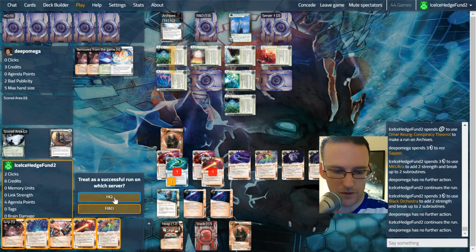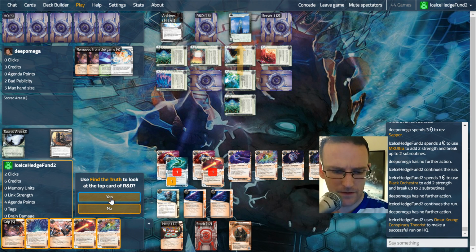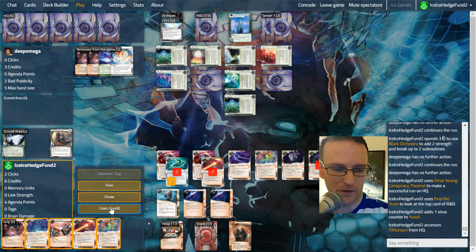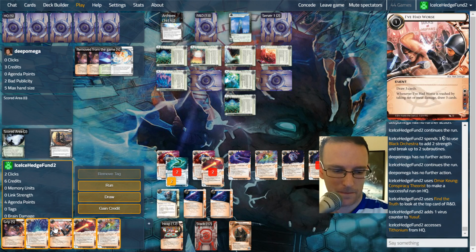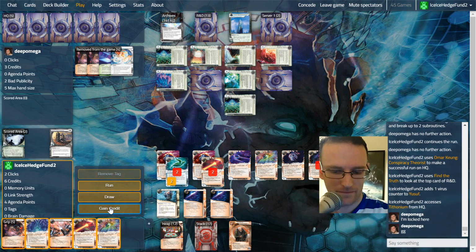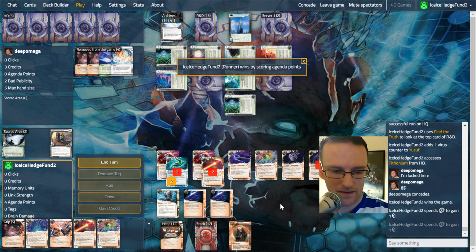Let's go for HQ, just to get that double dip, Brian Stinson. Okay, good to know as well. Another Tithonium waiting for us. So we gotta stay above 6 credits, which means no Mining Accidents. But they are gonna give us the concession.